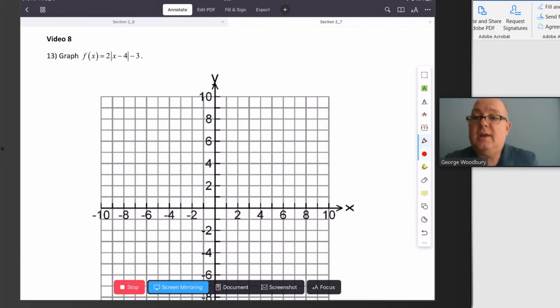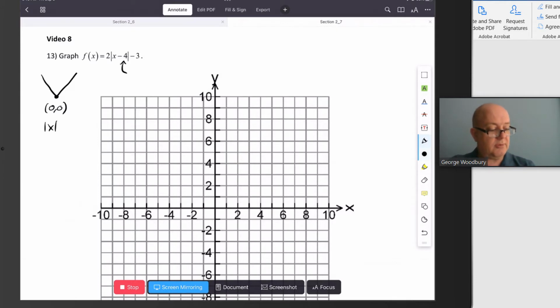The first one is the graph of f of x equals 2 times the absolute value of x minus 4, then minus 3 from there. So the first thing that I think about is the general shape. And so this is an absolute value function. It's a V-shaped graph. The tip of the V is at the origin. Now again, this is just for the absolute value of x. But we've got a few things being applied here.